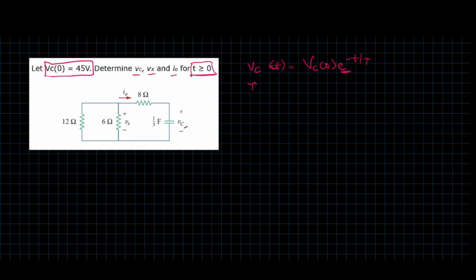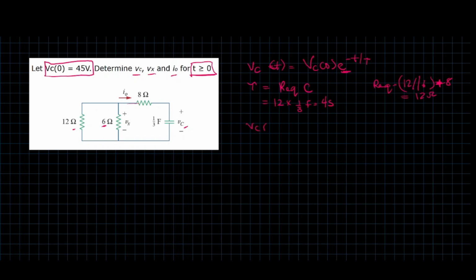So first let us find tau. Tau is equal to Req times C. So just simply evaluate Req. This is in parallel with this. So Req is going to be equal to 12 in parallel with 6, plus 8, because it now becomes in series with 8. Everything is equal to 12 ohms. So this will be equal to 12 ohms times 1 over 3 farads, which is equal to 4 seconds.